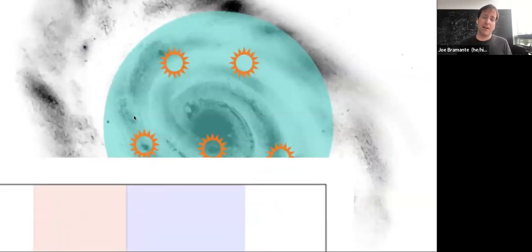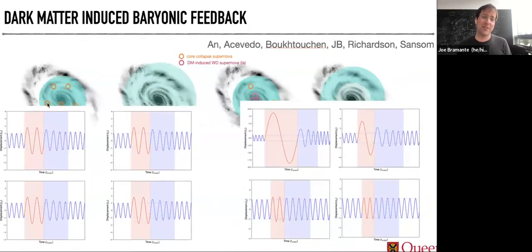So the core collapse feedback here shown on the left is going to mostly be the same throughout the galaxy. And as this feedback goes on, we expect this feedback to remain basically the same as the galaxy evolves. For dark matter induced feedback, it's a little bit different, and it's kind of fun because baryonic feedback is already quite a nonlinear process.